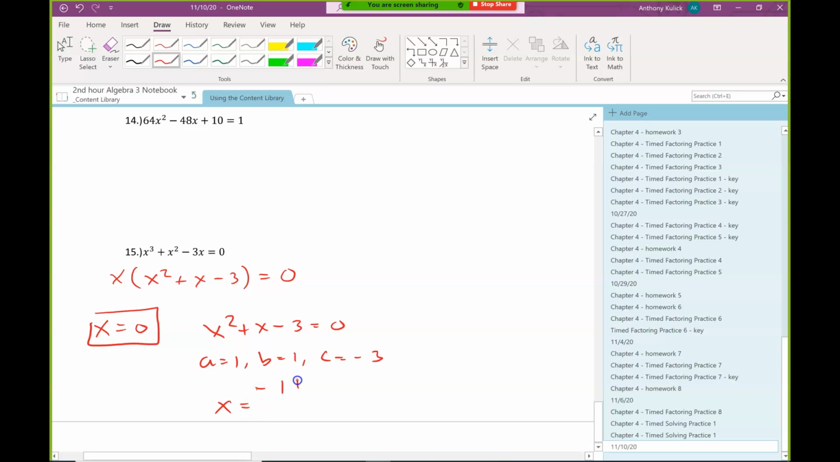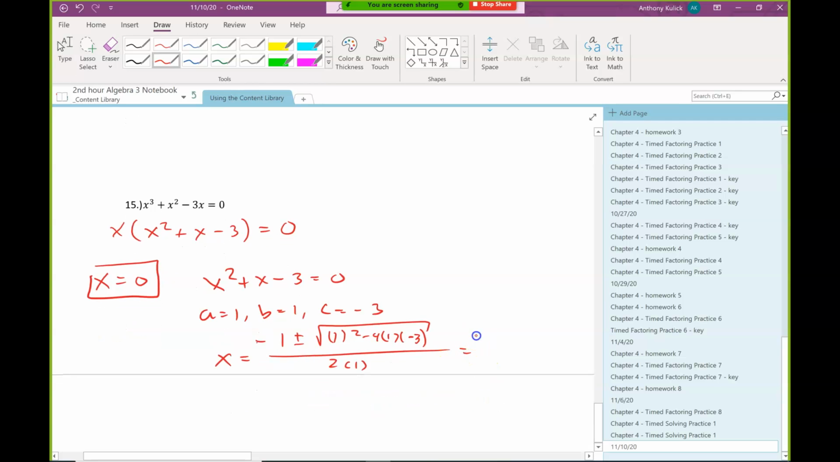So I know x is equal to negative b plus or minus the square root of b squared minus 4 times a times c, all over 2 times a. So 1 squared is 1. Minus 4 times 1 times negative 3 is positive 12. So 1 plus 12 is 13. And I can't do anything more to simplify the square root of 13 because that's prime. So there is my final answer.